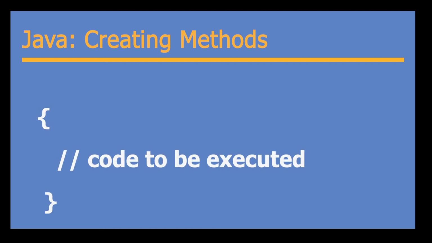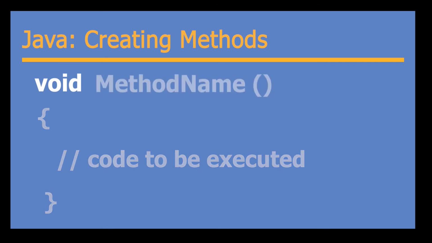First, you start off with whatever the method type is. So for example, this method type isn't going to return anything. Then we give it a method name, and then a set of opening and closing curly braces. Then within that, we put all of our code to be executed. Let's take a look at coding one of these in a real-world example in Visual Studio Code.